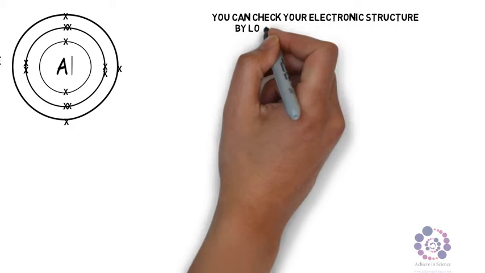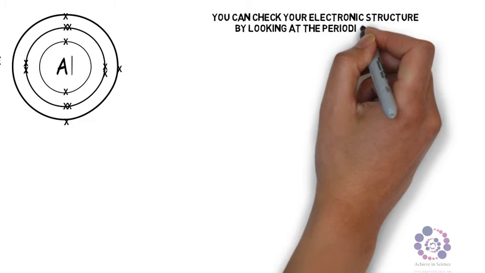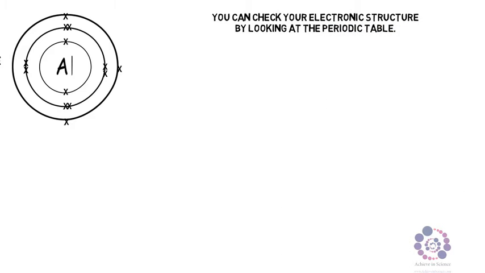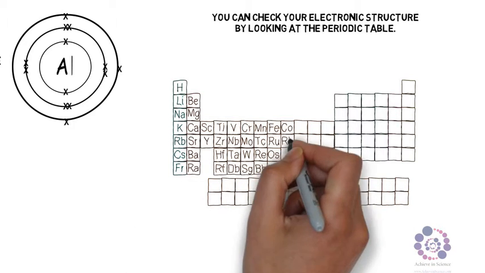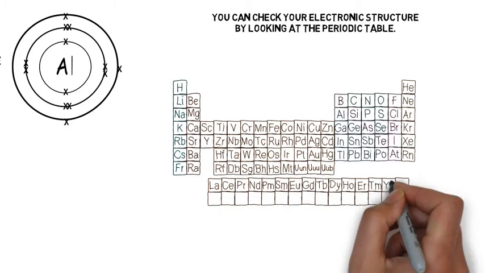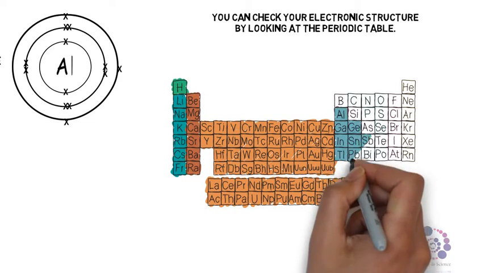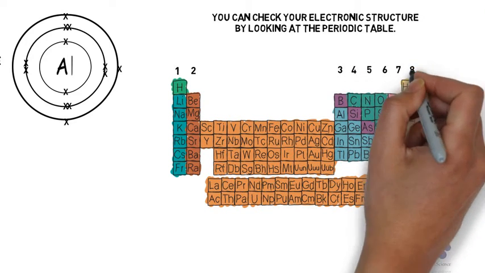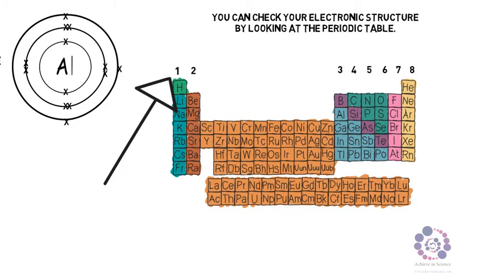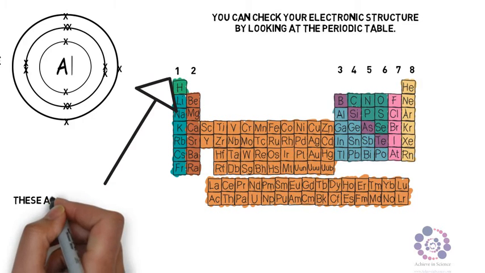But there are other ways you can check the electronic structure, and this is by looking at the periodic table. The periodic table is provided to you in your examination. It is a great tool in chemistry. The periodic table then is made up of groups. So we have group 1, 2, 3, 4, 5, 6, 7, and sometimes referred to as 8, or most commonly known as group 0 on the end.